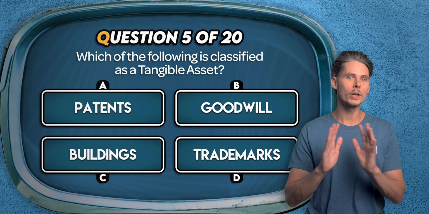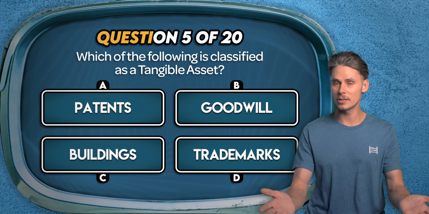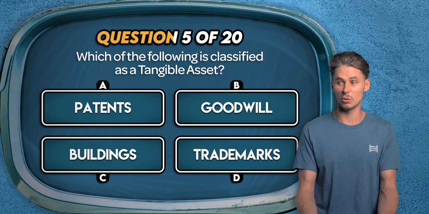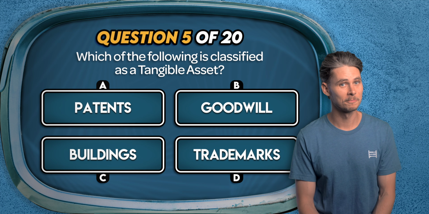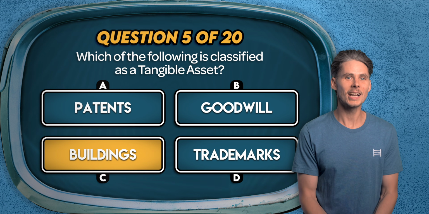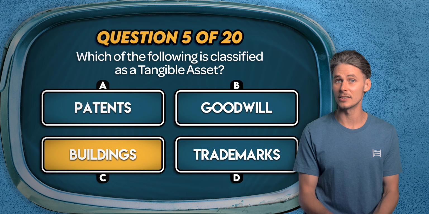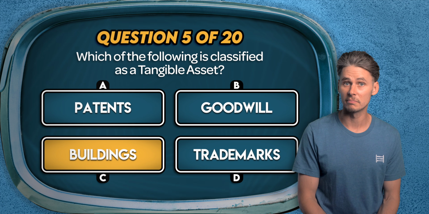Question 5. Which of the following is classified as a tangible asset? Patents, goodwill, buildings, or trademarks? It's C. A tangible asset has a physical presence, which means it can be seen and touched, like a building.